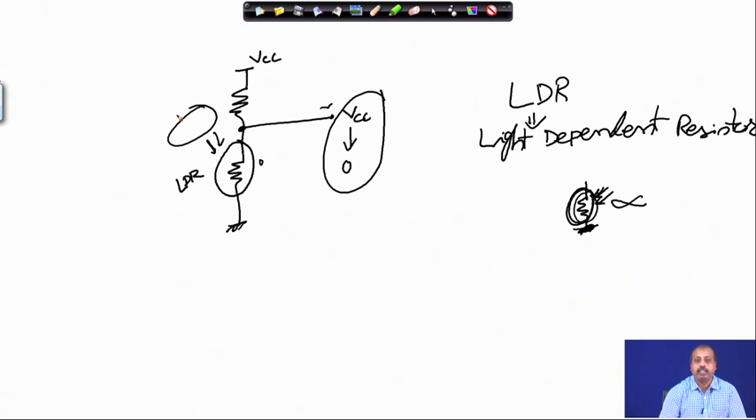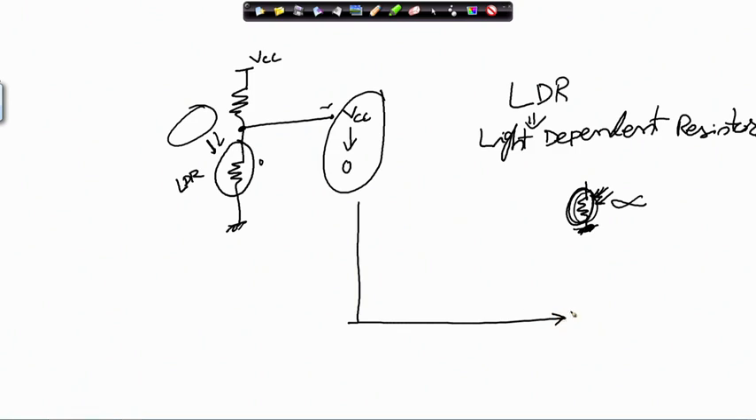There are many such transducers, like pressure transducers, gas sensors and other sensors that we have. They all come under the heading called transducers. Now, these transducers may be linear or non-linear. A linear transducer means that the electrical signal produced is proportional to the amount of excitation that you have.